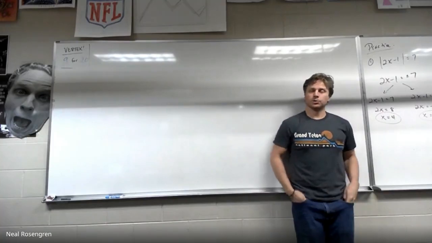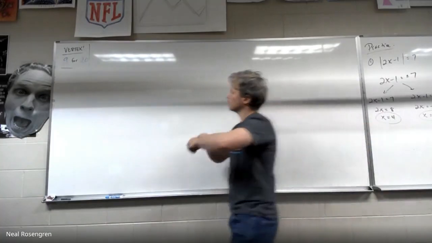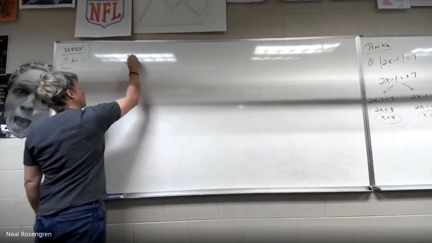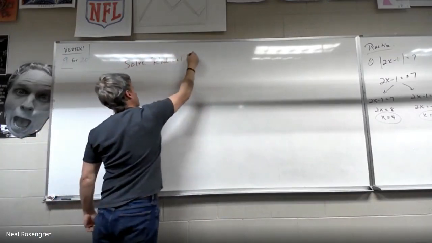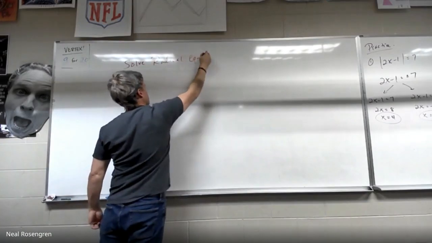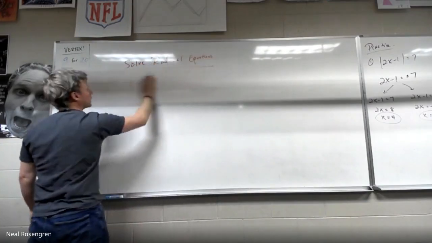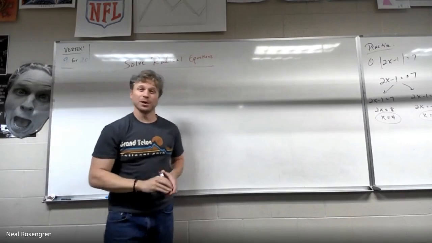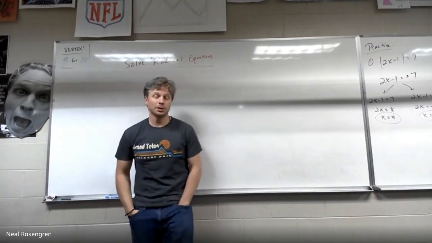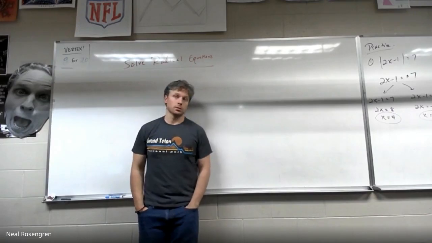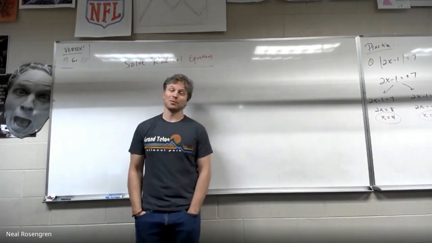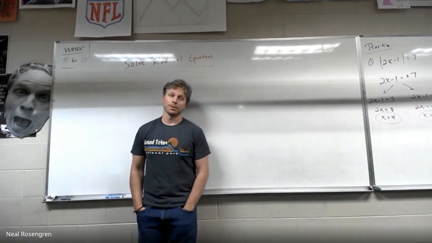Next idea. We solved absolute value equations. Now let's solve some radical equations. And the reason that I'm saying radical equations and not just square root equations is because it's the same process no matter what that root is. Square roots, cube roots, fifth roots, 12th roots, whatever. The process is still the same.